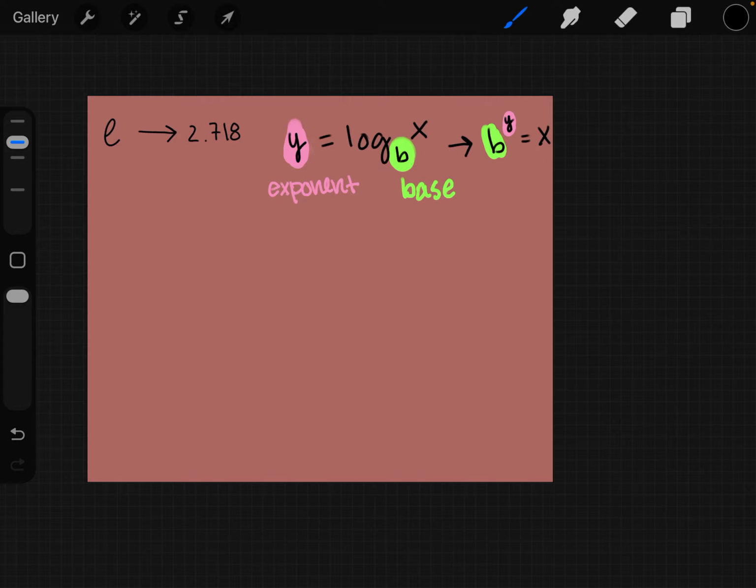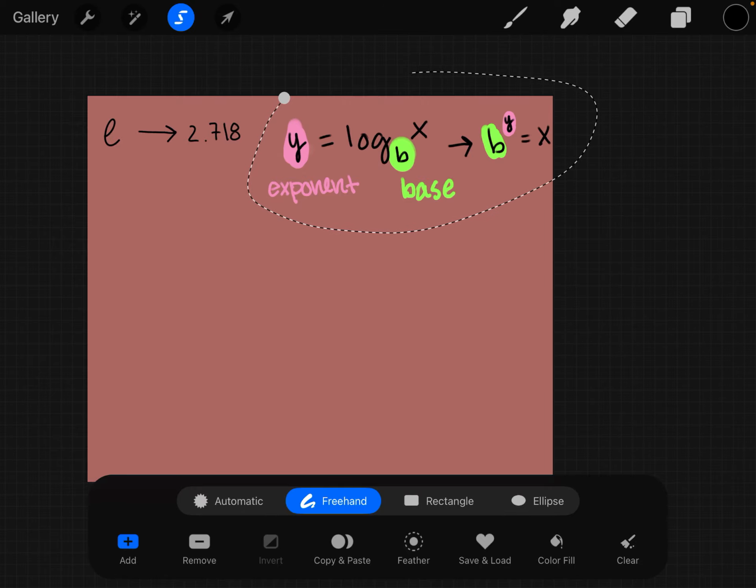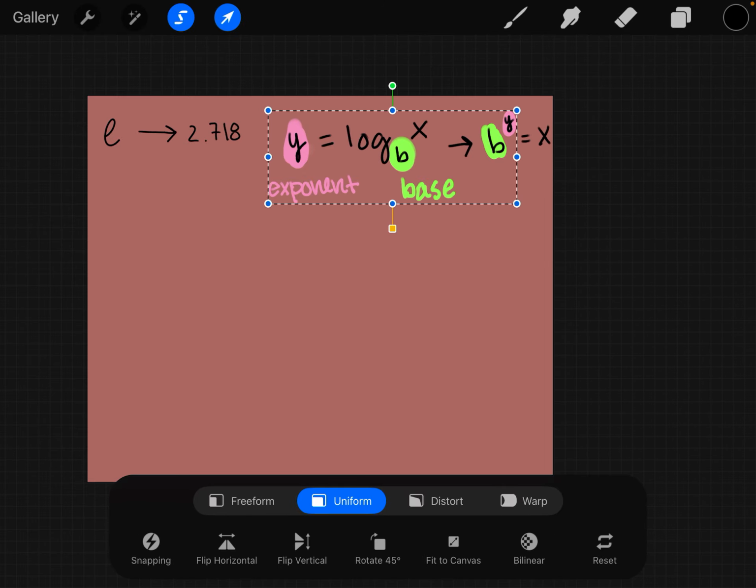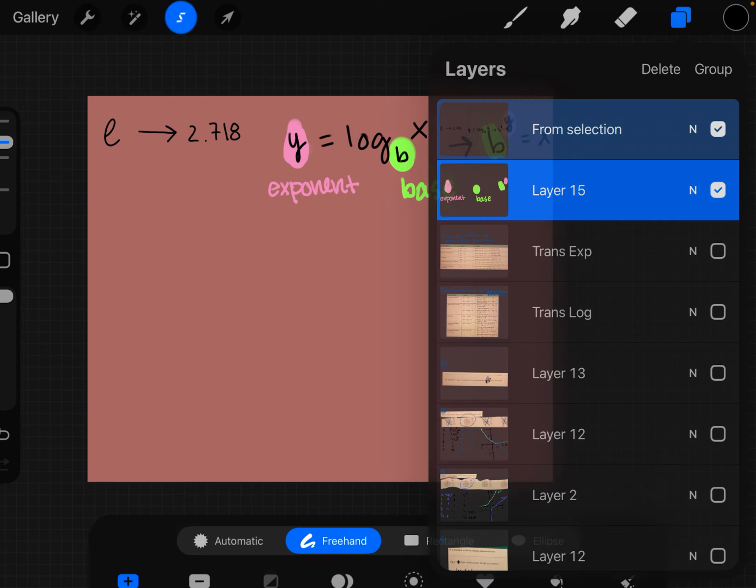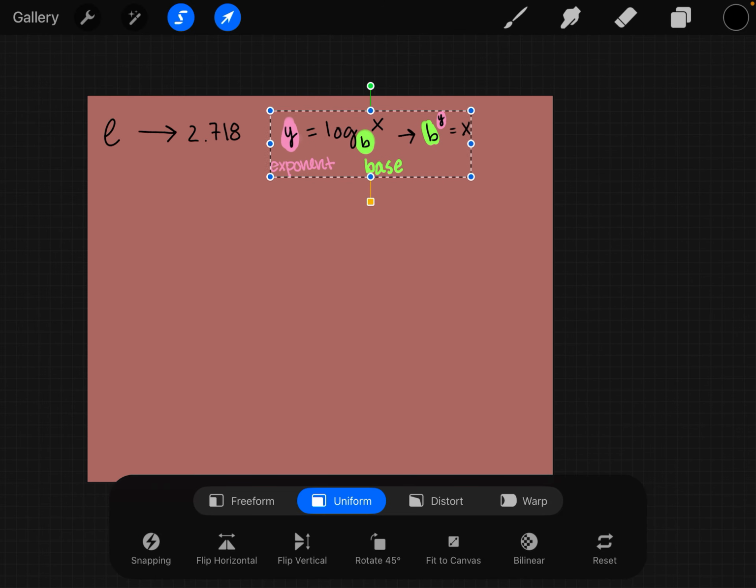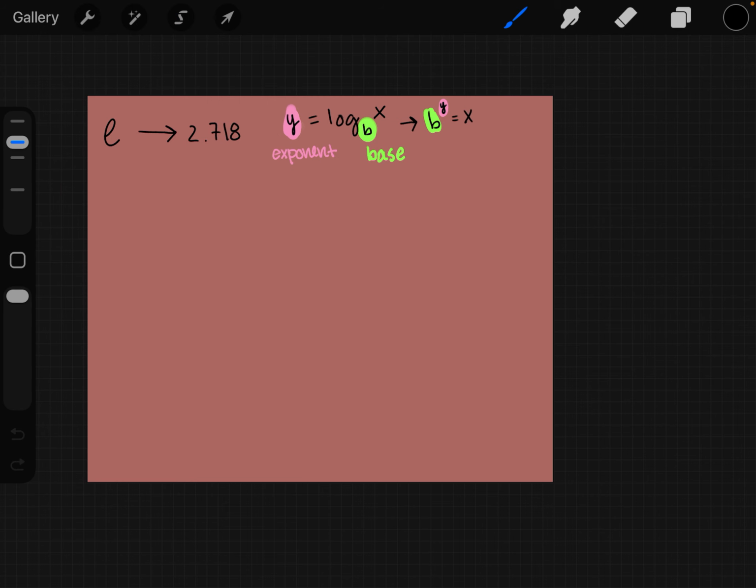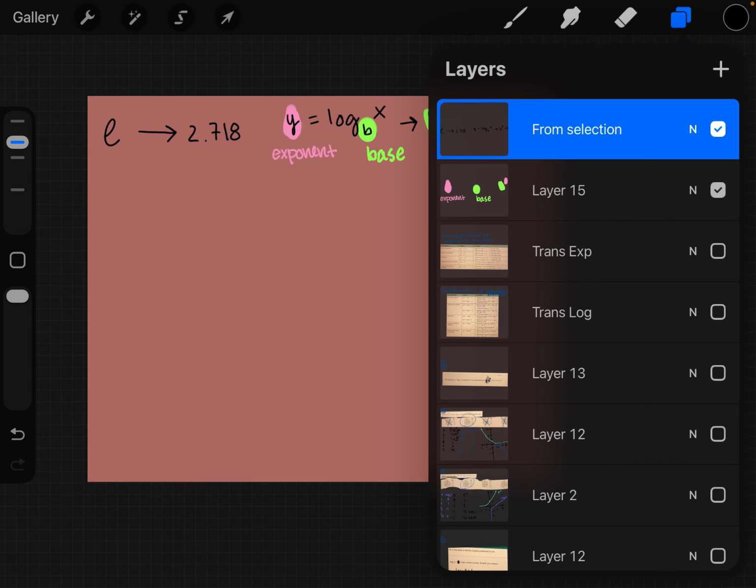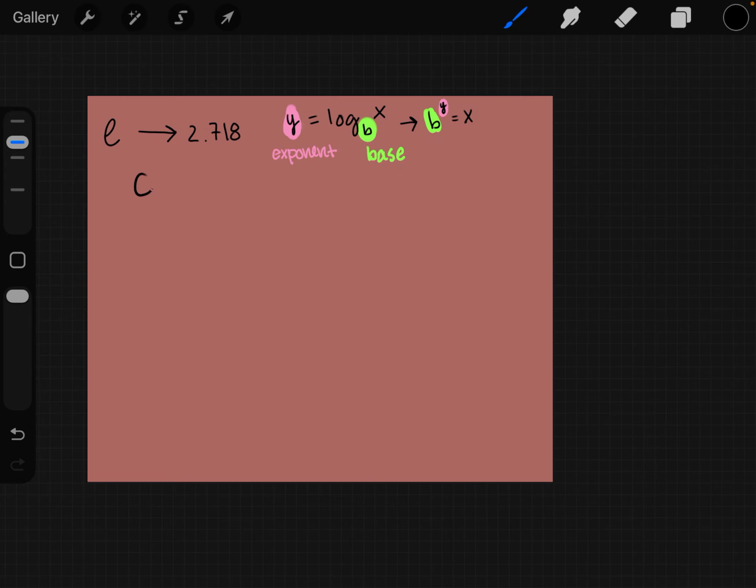I'm gonna erase this, or maybe if I can make it smaller, maybe I can keep it up here. Graph.